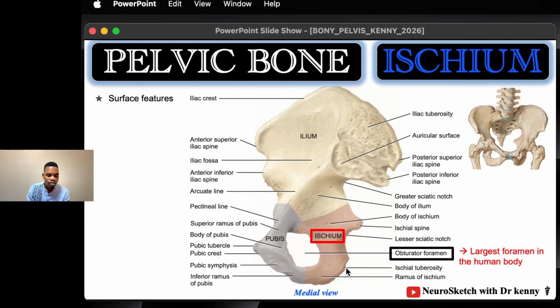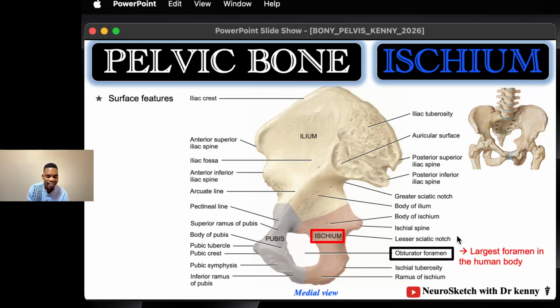Another bony prominence on the ischium is called the ischial tuberosity. Tuberosity means rough surface, and this is very, very important. By the way, we have a lot of muscles, maybe the hamstring muscles, coming from this region, the ischial tuberosity. We're going to see these muscles in great detail. But we have a small depression here, which is called the sciatic notch.